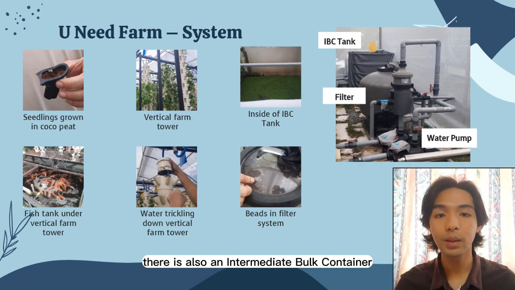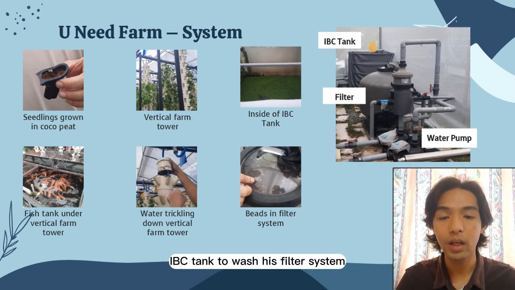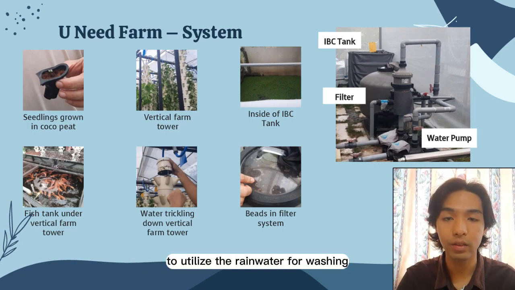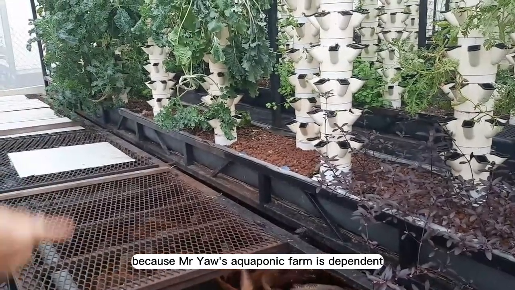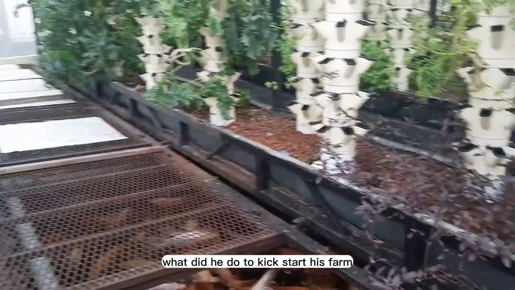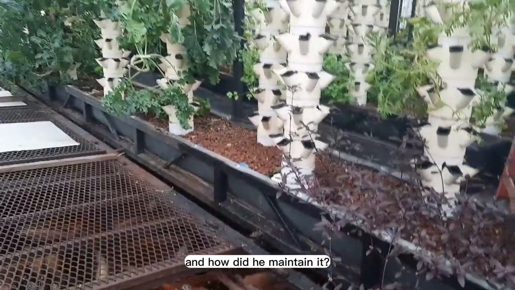There is also an intermediate bulk container (IBC) tank to wash his filter system, which contains filter beads, and he also uses a rainwater harvesting system to utilize the rainwater for washing. Because Mr. Yaw's aquaponic farm is dependent on nutrients in the water, what did he do to kickstart his farm during the early stage, and how did he maintain it?